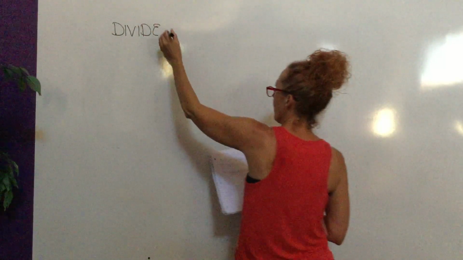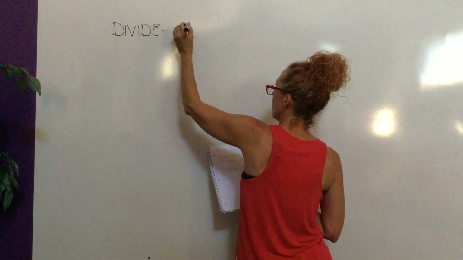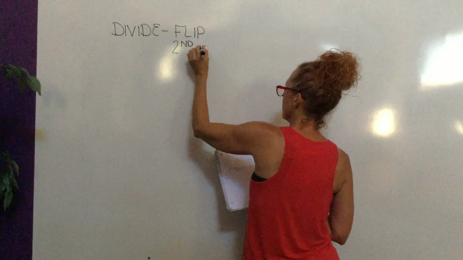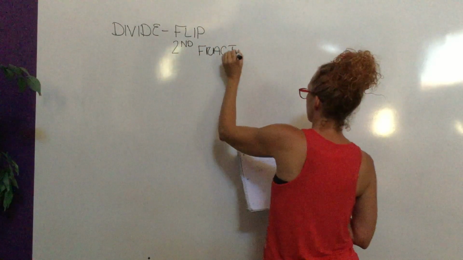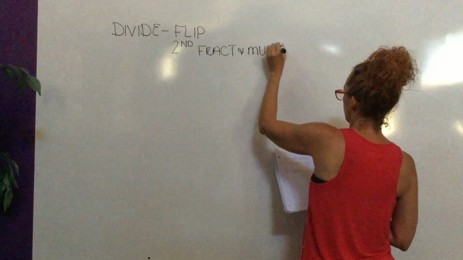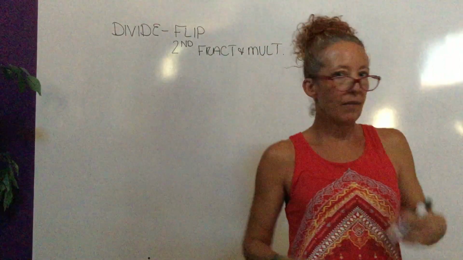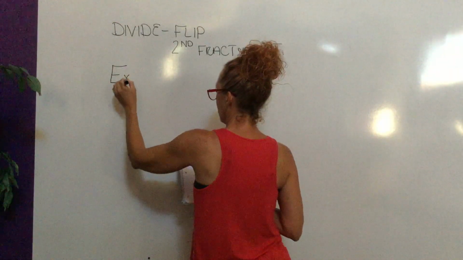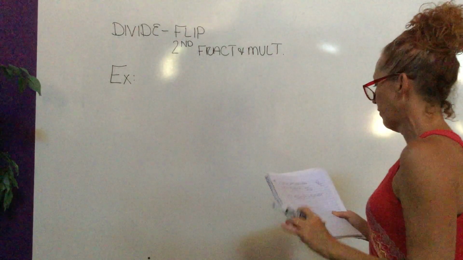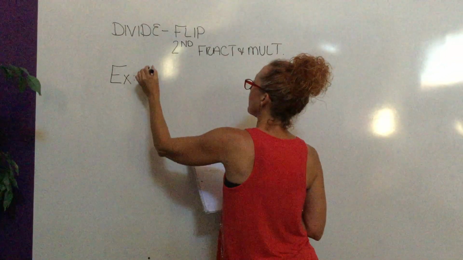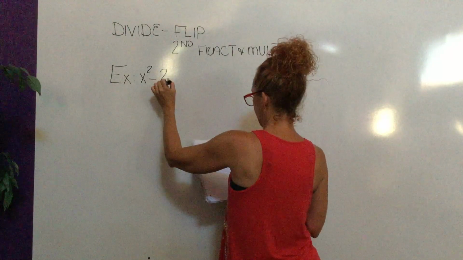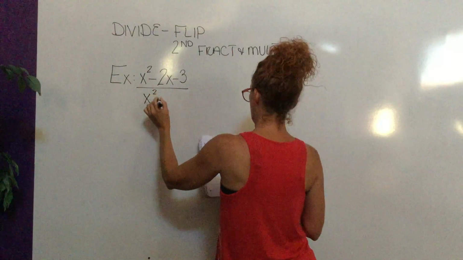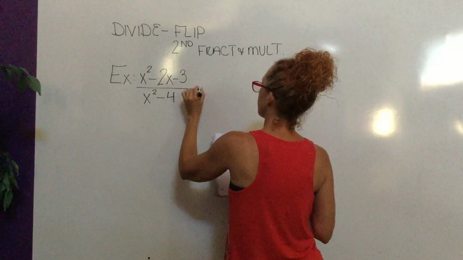The only thing we haven't addressed is divide. When you have divide, you are going to flip the second fraction, just the second one, and change it to multiply. That's it. And then it's the exact same problem. So here's our example. Anytime you divide 2 fractions, flip the second one and change it to multiply. Now, the mathematical term is not flip. The mathematical term is write the reciprocal.